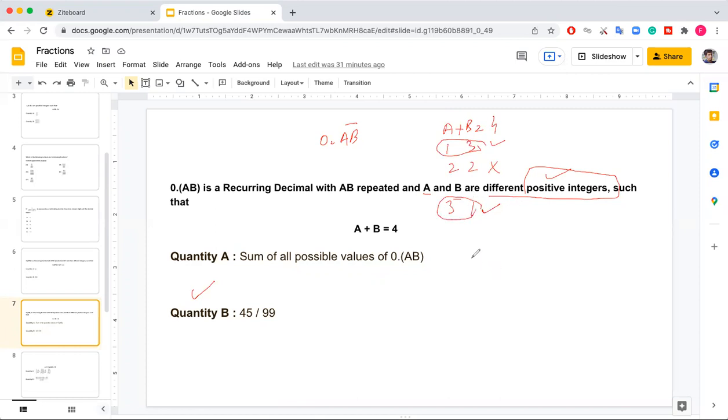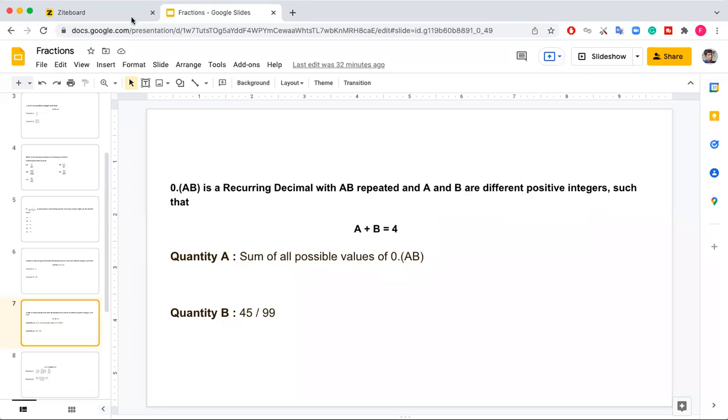Right? Now one is 0.31 and one is 0.13. Just open this. This is 31 by 99 and this is 13 by 99. Just add these, that will be 44 over 99. And quantity B is 45 by 99, that is definitely greater than A. Greater than, yes, B.